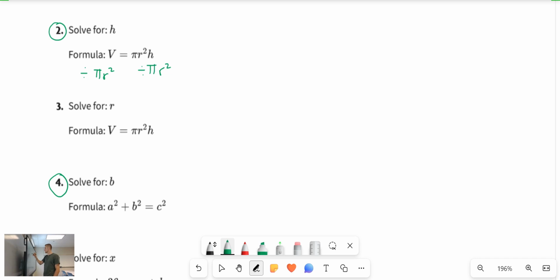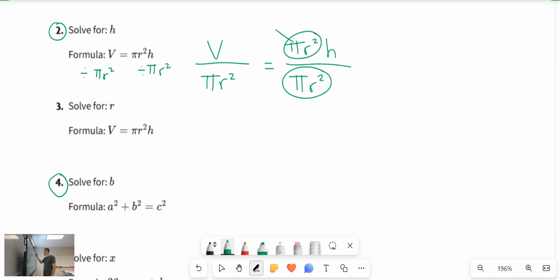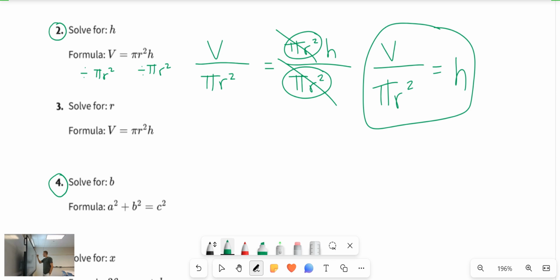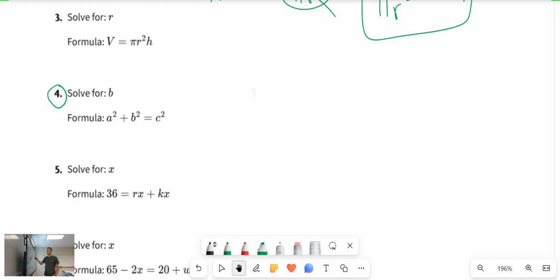What we're left with is V divided by pi r squared is equal to pi r squared h divided by pi r squared. And you can see that these parts cancel, because they're the same. So V over pi r squared equals h. All right, our first question is complete.